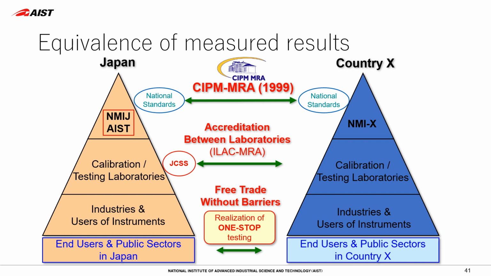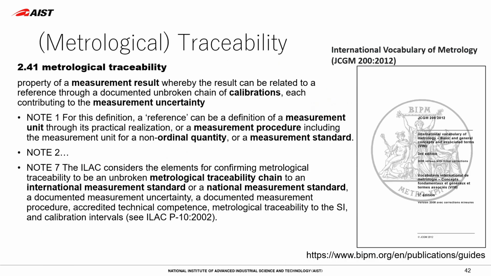To show the equivalence of the test report and avoid duplicated work, it is important to show the equivalence of the traceability sources, the measurement standards maintained in each country. In practice, many leaders of the National Metrology Institutes have signed the Mutual Recognition Arrangement, abbreviated MRA, that states how to realize the equivalence of the measurement standards among the institutes. The key term is traceability.